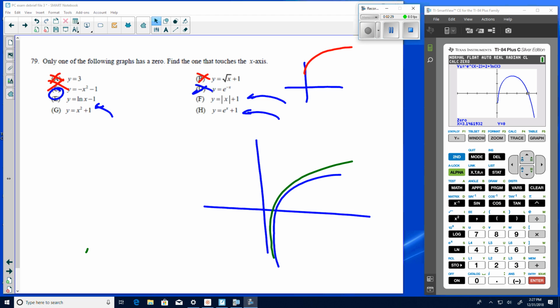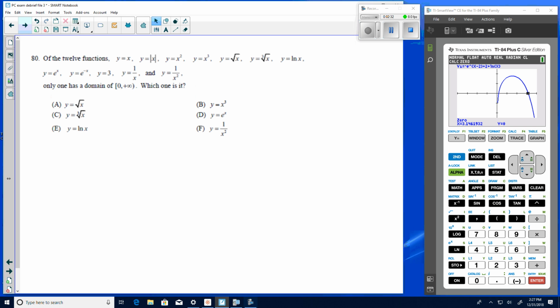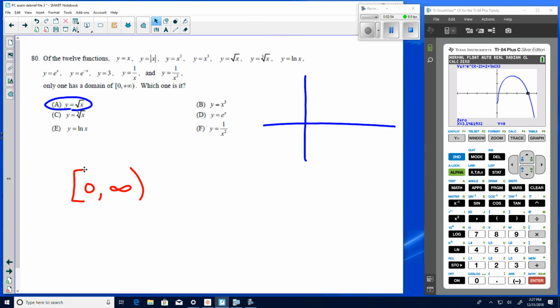Okay, problem 80. Of these 12 functions, only one has a domain of, let's see, this says including 0 and going out to positive infinity. So these would be the positive numbers and 0. So this first choice, the square root function, is in fact the right answer. You should know what the graph of that looks like. The square root function starts at the origin and travels out like that. So the domain is in fact going from 0 out to positive infinity. Those are the allowable x values, including the origin.